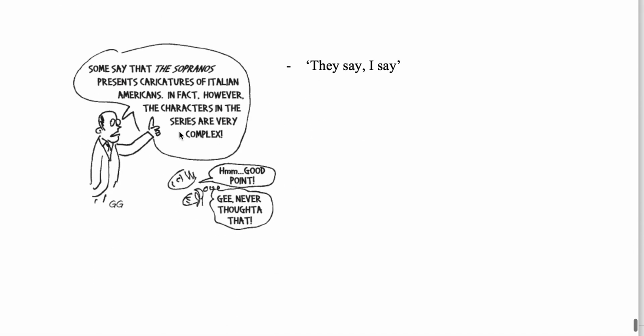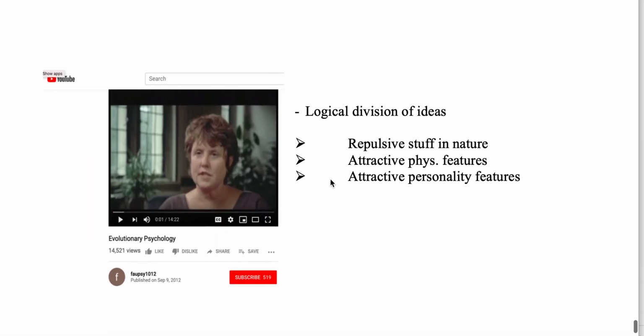We saw the "they say, I say" pattern, where we first lay out one school of thought on our topic before getting into what we want to say about it. We are also fairly familiar with logical division of ideas at this point, where we take a lot of examples and put them into related groups, like that evolutionary psychology video did. Here are some of those groups that we saw in that video.